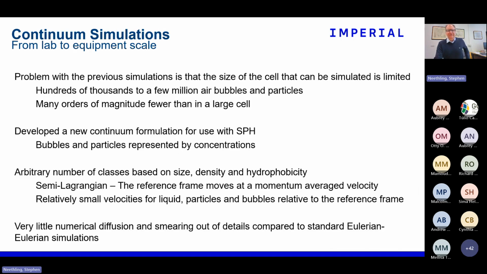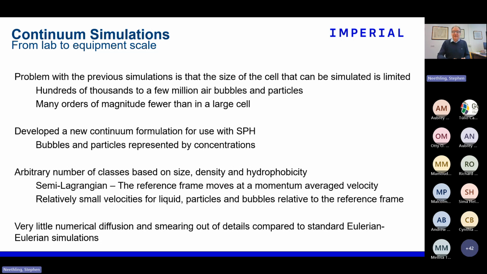The problem with all of those, though, is that you are limited to maybe hundreds of thousands, maybe a million air bubbles or particles. But if you're moving to a proper sized flotation cell, there are many orders of magnitude more bubbles and particles than you can actually simulate in that way. So recently, I've come up with a new formulation for the SPH system, where we treat the bubbles and particles as concentrations, and so do it using something that is in some sense similar to the Eulerian approach used in traditional fluid dynamics, but we're doing it essentially as a semi-Lagrangian approach.